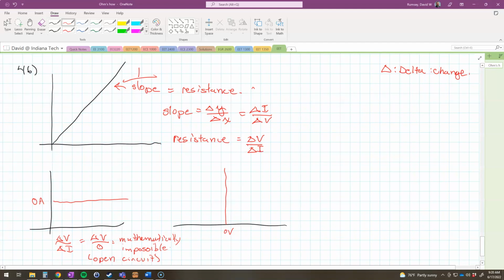Now in this case, the change in the voltage is 0, and I'm going to have a change in current. But you can do that computation. It doesn't matter what the denominator is there. Do some examples: 0 divided by 4, 0 divided by 5, see what you get. And you'll get a resistance. And in this case, this is indicating a short circuit.